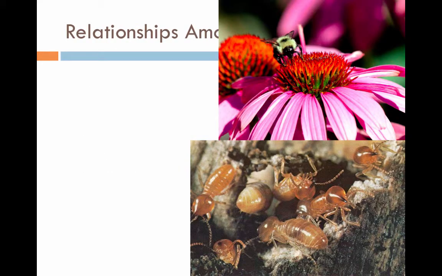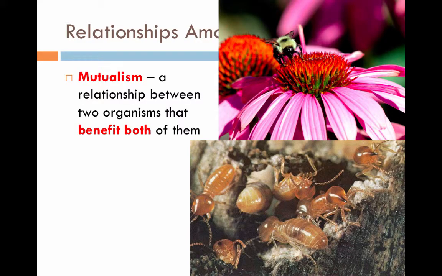Organisms can live and work together, and when two organisms work together and both of them are benefited, this is called mutualism. For example, in the picture in the top right, the flower provides food for the bee, and the bee transports the flower's pollen to other plants for fertilization. Or in the picture below, the termites have little organisms in their stomach called protozoa. These protozoa break down the wood that the termites are eating, and the termites give the protozoa a home to live in. Both of these organisms are benefited by living and working together, so they are in a mutualistic relationship.